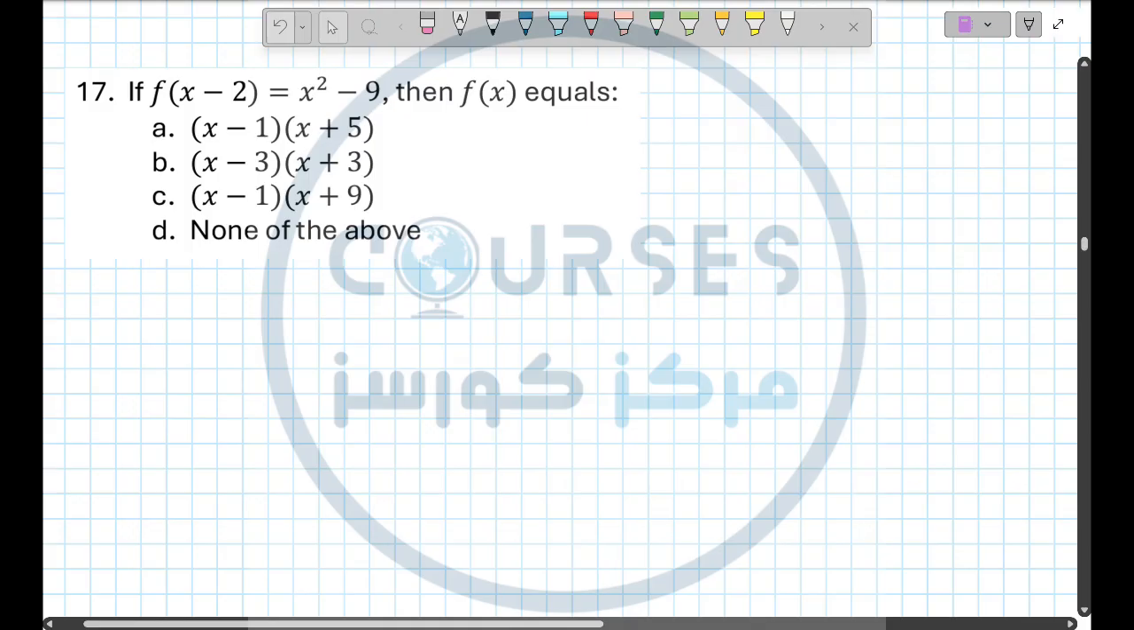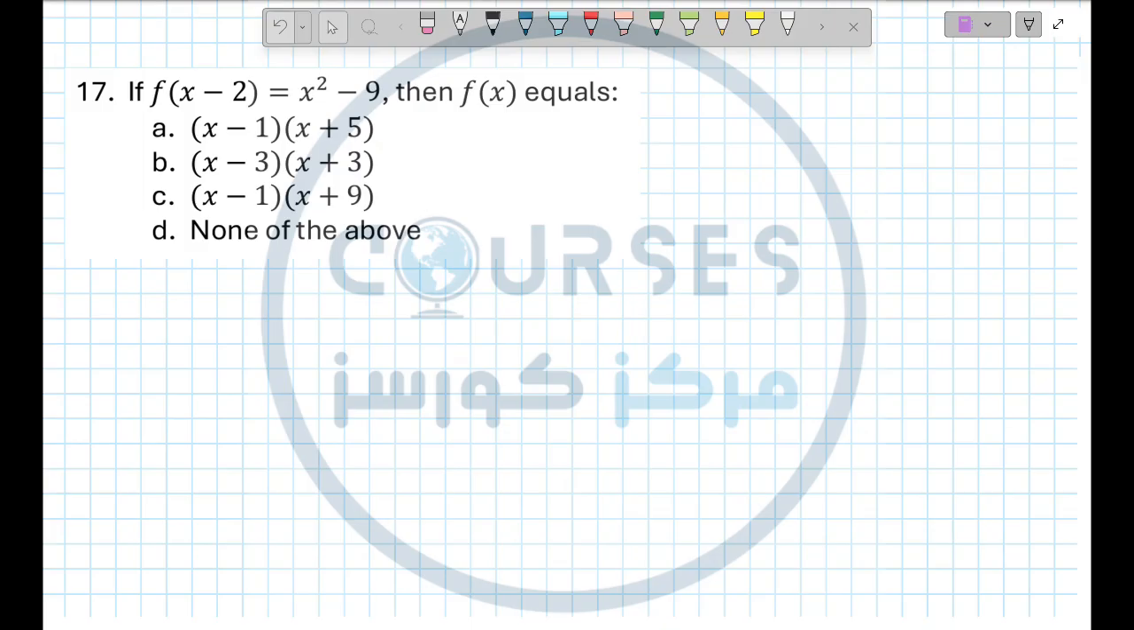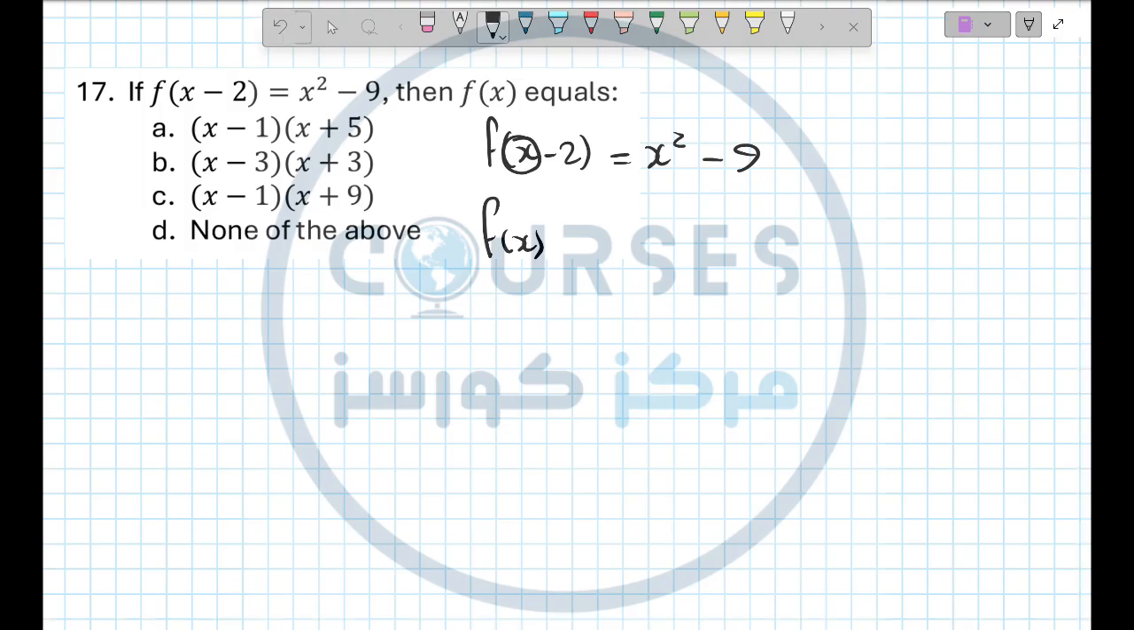Okay, for this equation, f of x minus 2 equals x squared plus 9. He wants f of x. I want to make this f of x somehow. So I need to put a value of x that would somehow cancel this negative 2. Easy. Plus 2. So why is that? To cancel the negative 2. So I can have the f of x that he wants.